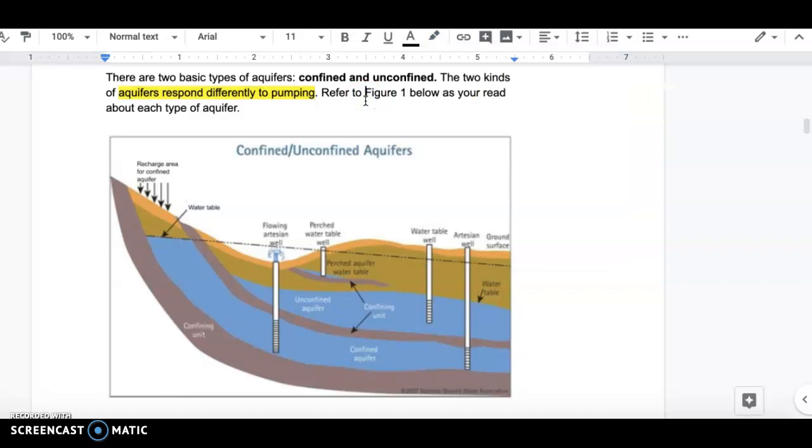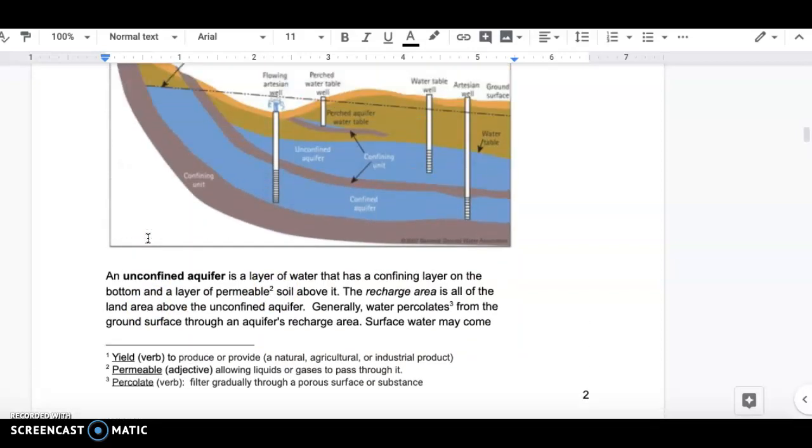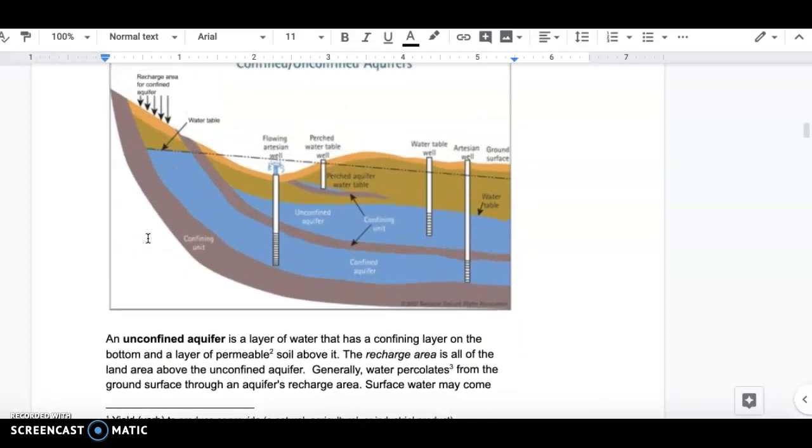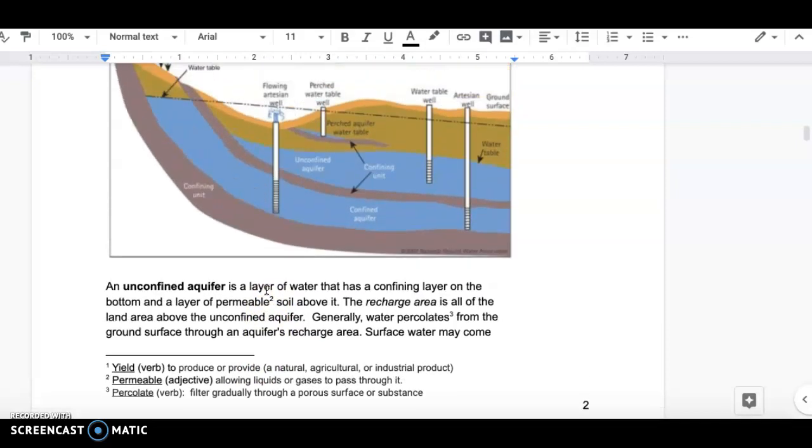Refer to figure 1 below as you read about each type of aquifer. All right. An unconfined aquifer is a layer of water that has a confining layer, usually rock, on the bottom, which is in that brownish color right here, and a layer of permeable soil above it. Remember, permeable just means able to allow gas and liquid to run through it.